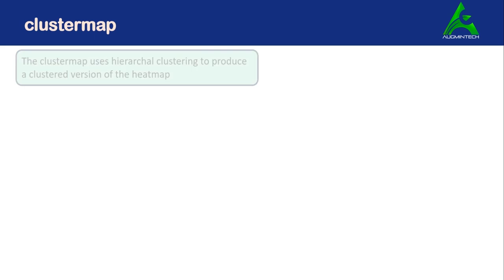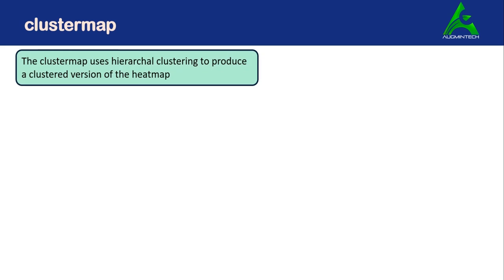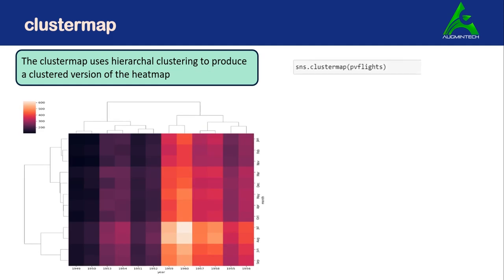Now let's see what is a cluster map. The cluster map uses hierarchical clustering to produce a clustered version of the heat map. So here we do sns.clustermap. Let's say we are going to create the cluster map of pivot table of flights dataset, and this is how the cluster map looks like. Again, if you see here, we have the scale of values, that is number of passengers, and you can see this is how the cluster map looks like. So here it is forming clusters based off the values and the colors.